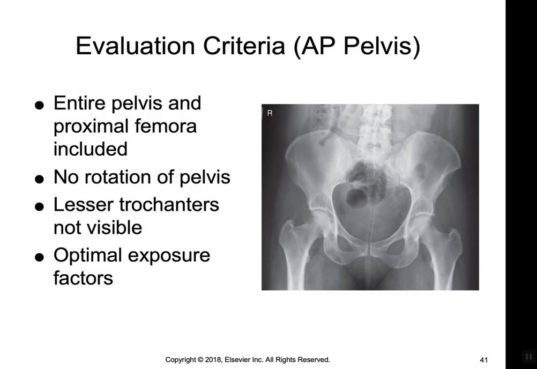So what will you see when you film the entire AP pelvis? The entire pelvis and proximal femora included, no rotation of the pelvis, lesser trochanters not visible, using optimal exposure factors.